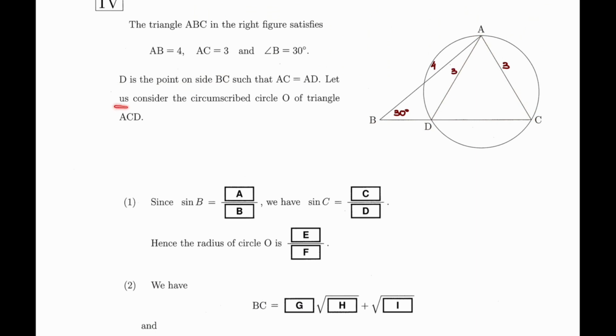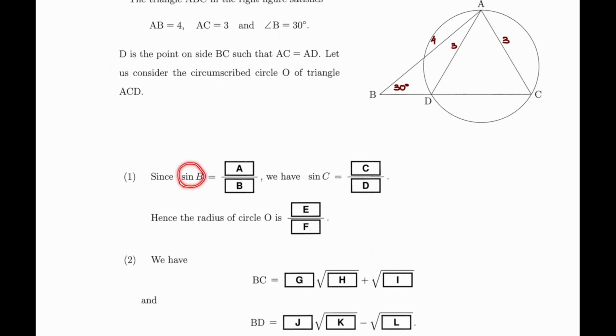Let us consider the circumscribed circle O of triangle ACD. And then we have a circle where triangle ACD is inside that circle and all the vertices touch the circumference of the circle. Such a circle is called a circumscribed circle.